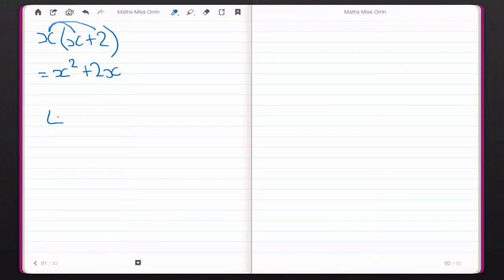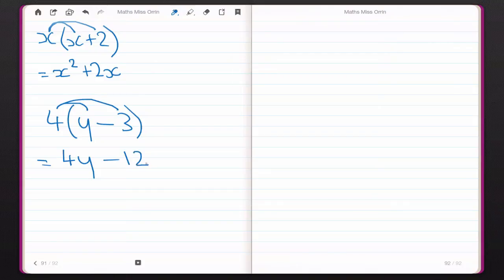Let's do another example. Let's say we have a 4 out here, and we'll have a y, and we'll have a -3. All right, we're going to do the same thing. We're going to times what's outside by both the parts inside. So 4 times y, we write that as 4y. And 4 times -3, you've got to watch your signs, is -12, okay? So we're multiplying them and we're watching our signs.